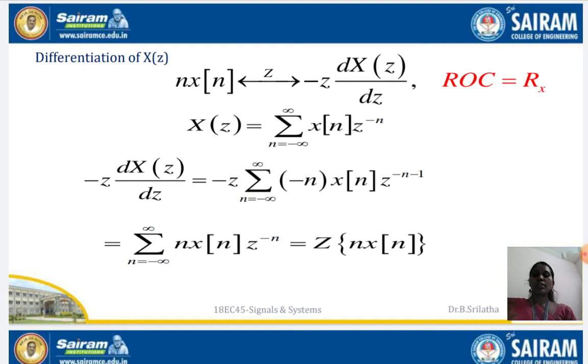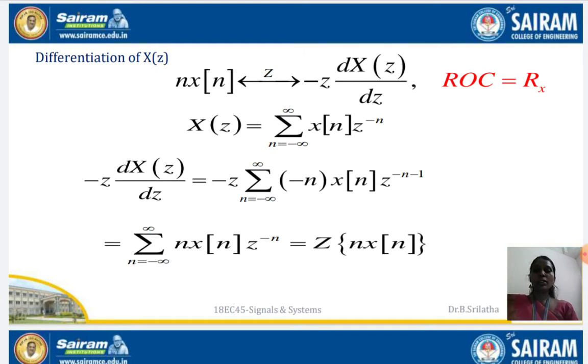Let us consider the definition of the Z transform. X(z) is equal to the summation from n equals minus infinity to plus infinity of x(n) z power minus n. Correct? I am going to prove that. Further, I am going to consider the RHS of the given statement: minus z dX(z)/dz. We know X(z), so I am differentiating the X(z) expression with respect to z.